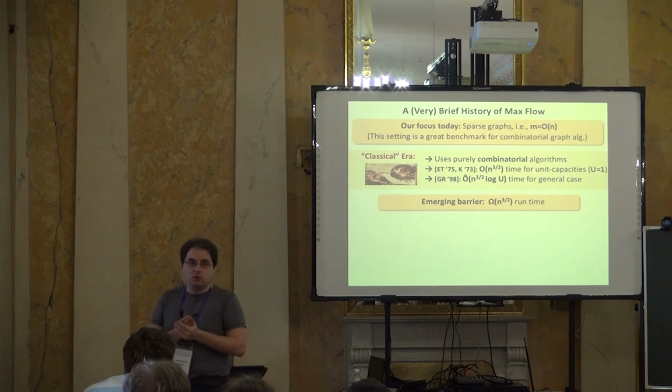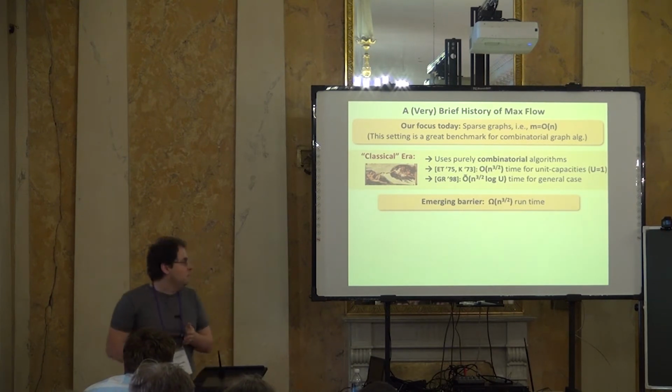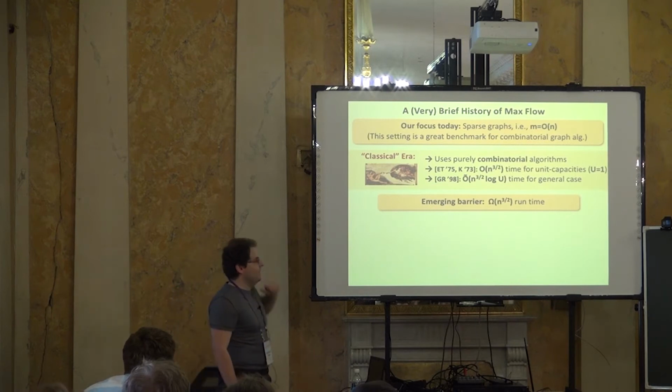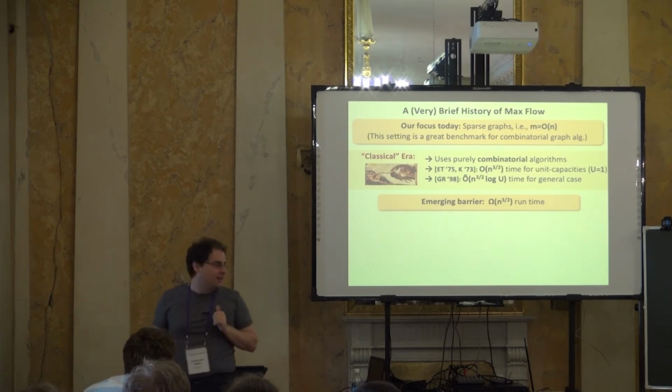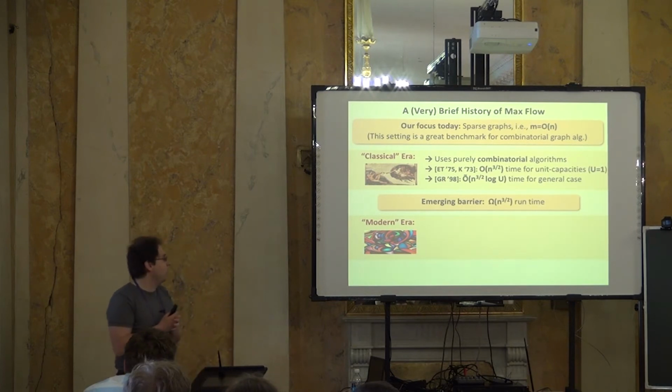Essentially, this is what we knew for unit capacity graphs, what to do in 1973. Since then, no improvement. Okay. So this is the barrier, and in a sense, it's the end of the classical era. So now what we have is the modern era, which is essentially what I will talk about today.